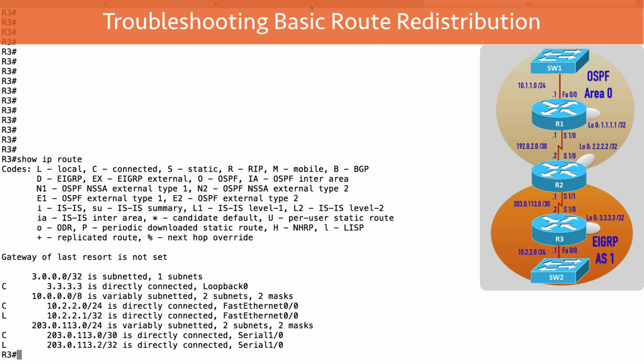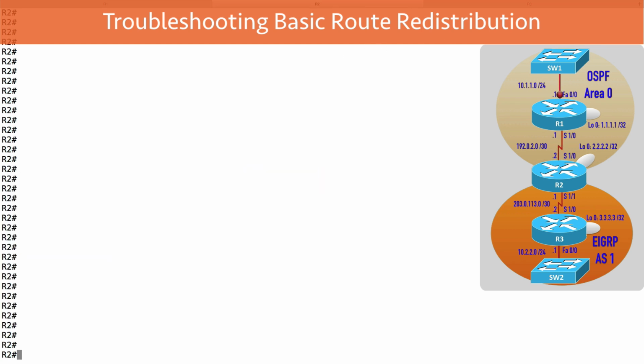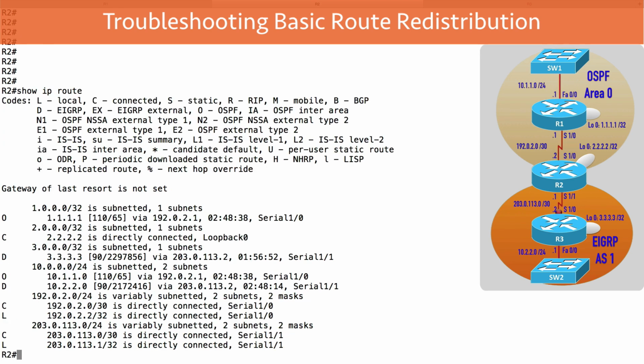Let's go to the middle router, R2. That's the boundary router. That's where route redistribution should be configured. Does it know about all these routes? If I do a show IP route, yes, it's clearly running OSPF and EIGRP. We've learned routes from EIGRP. We've learned routes from OSPF. Let's take a look at the routing configuration, though.